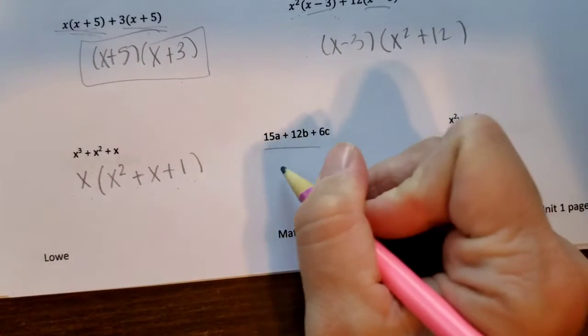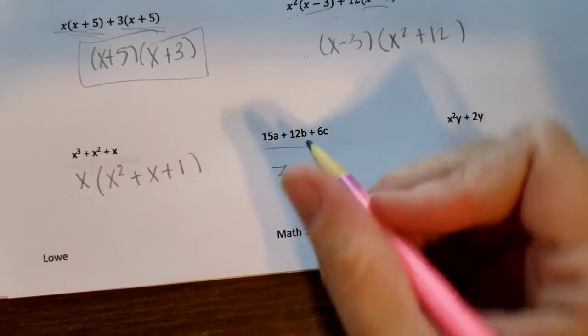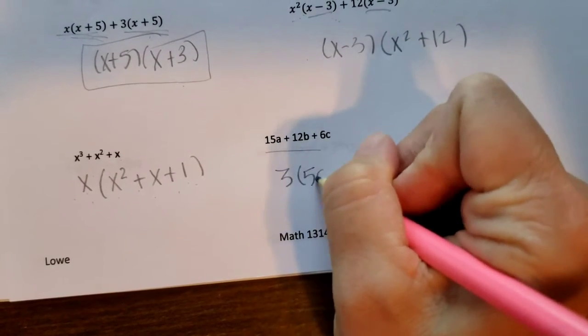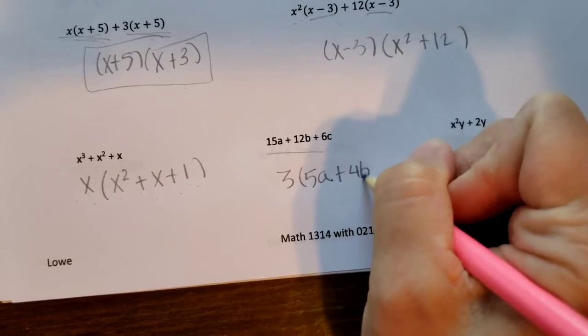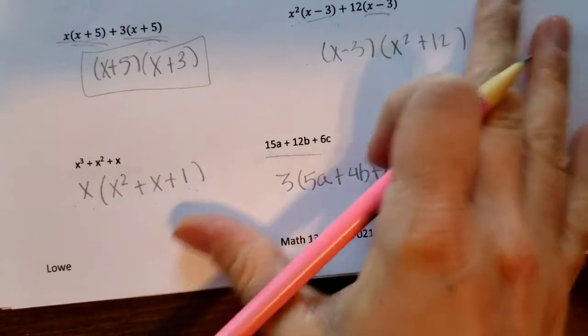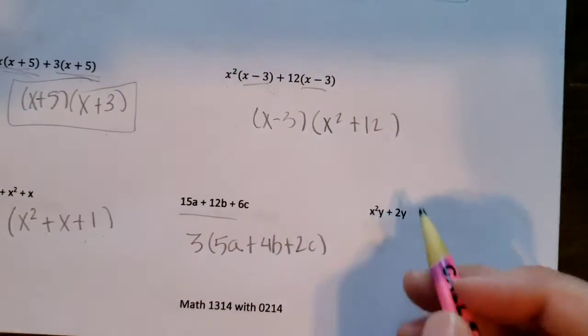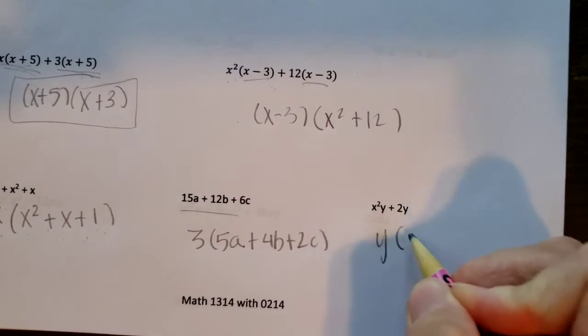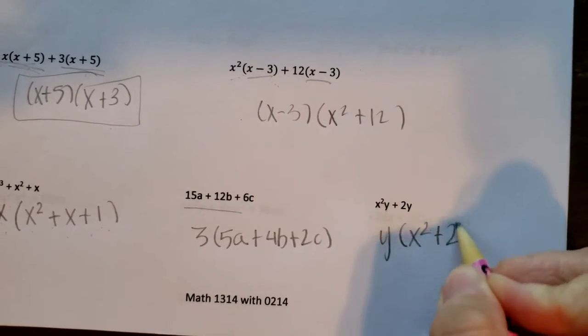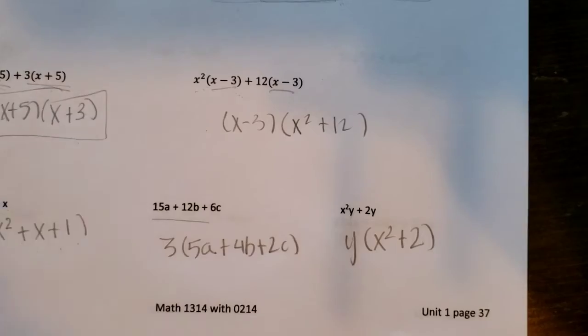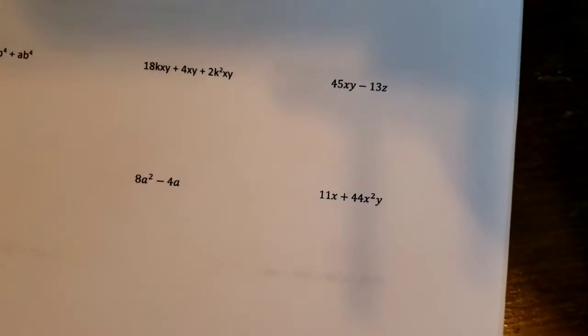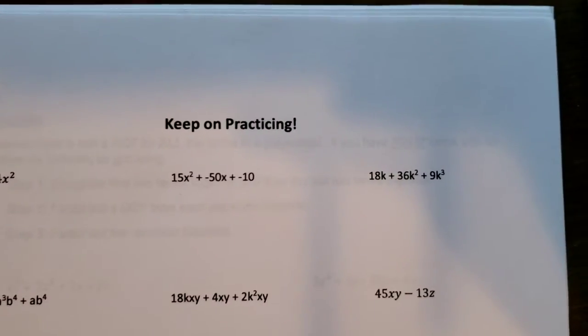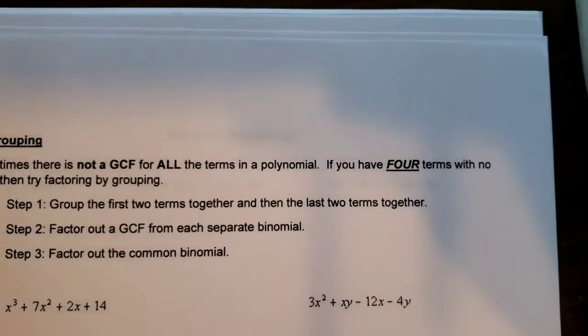And these guys all have a 3 in common. No variables in common with all 3 of them. That will leave you with a 5a plus 4b plus 2c. These guys have a y in common, leaving you with an x squared plus 2 when you factor that out or divide that out. And then you've got a page that is practiced. I'll work some of those tonight.